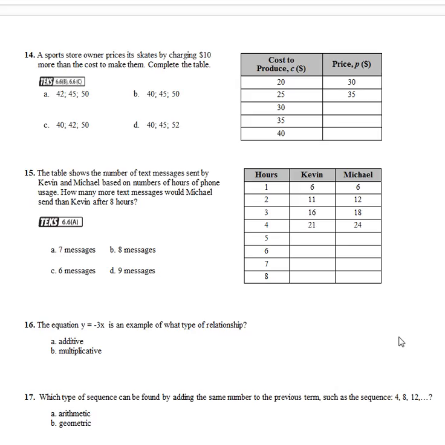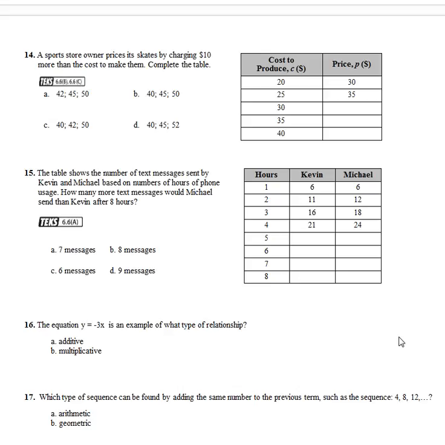Number 14. A sports store owner prices its skates by charging $10 more than the cost to make them. Complete the table. The table reads cost to produce C in dollars and price P in dollars. A, 42, 45, 50. B, 40, 45, 50. C, 40, 42, 50. D, 40, 45, 52.